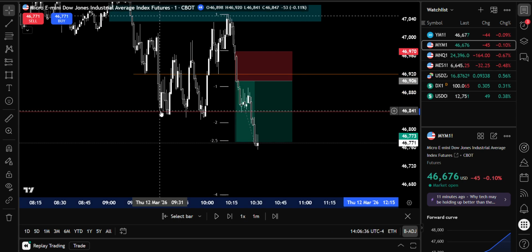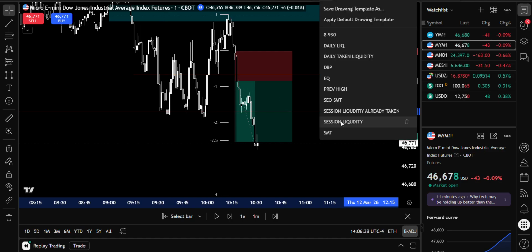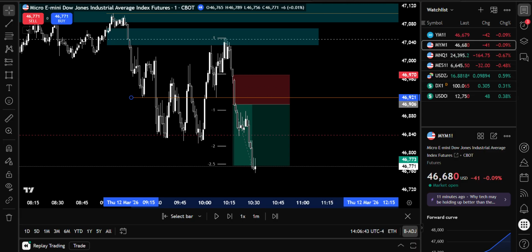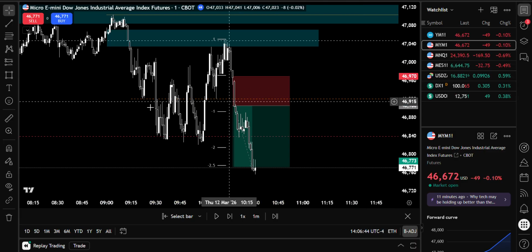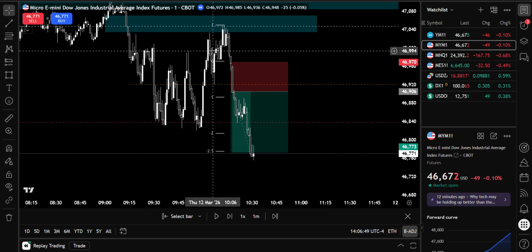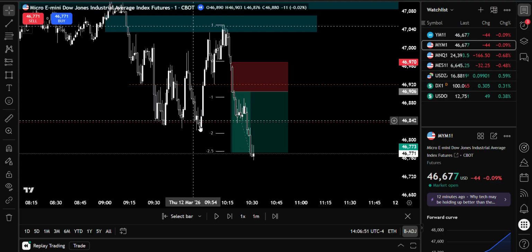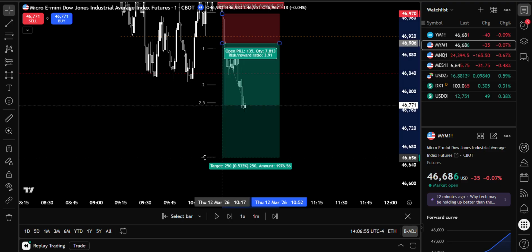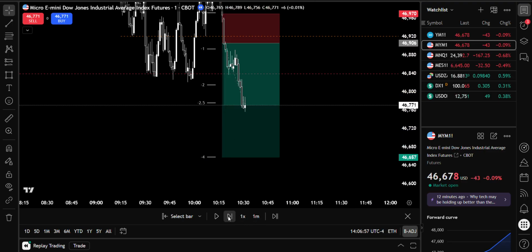Session liquidity's already been taken out, so what would I already do? Session liquidity already taken. You can do the same for this, or you can get rid of this, but liquidity has already been taken. If I'm bullish, I can come back to these levels. If I'm bullish, I can come back to equilibrium. Let's see, do we go down as -4? I don't think we do.